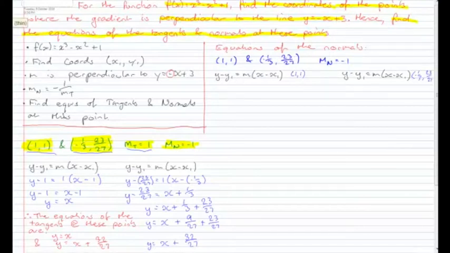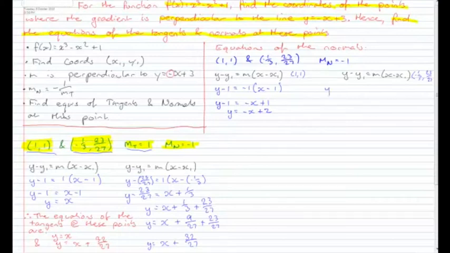Okay, so let's first of all substitute in the point (1, 1). So you get y minus 1 is equal to m being -1, bracket x minus x1 being 1, which gets us y minus 1 is equal to -x plus 1, which gets us y equals -x plus 2.